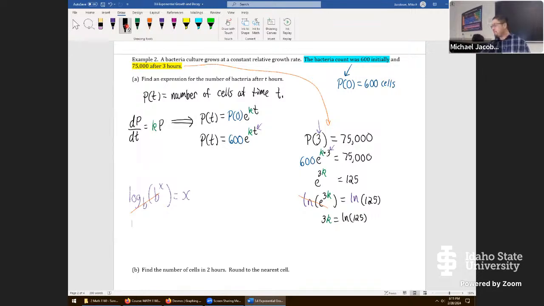So we're essentially done now. We're just going to divide by 3. And we get that k equals natural log of 125 divided by 3. Now you can throw this into a calculator and approximate it right away, but it's usually better to leave it in this exact form.